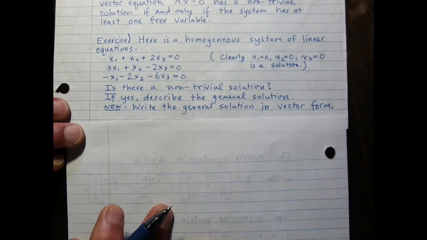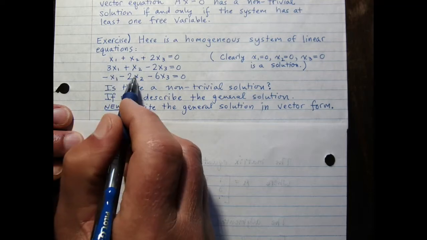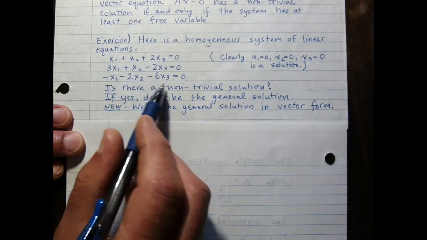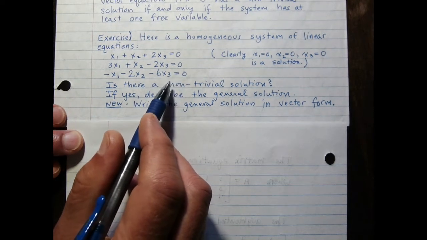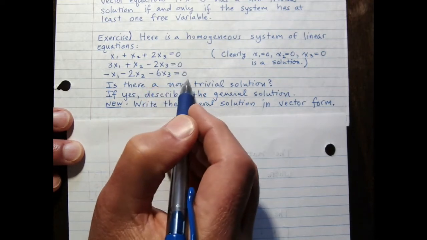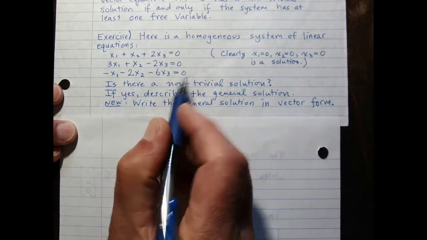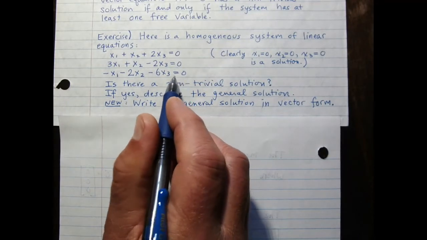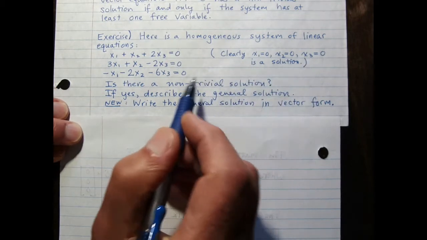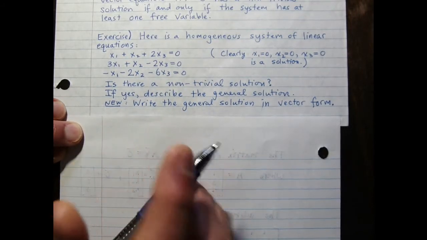Here is a homogeneous system of equations: x1 plus x2 plus 2x3 equals 0, 3x1 plus x2 minus 2x3 equals 0, minus x1 minus 2x2 minus 6x3 equals 0. For this system, notice that the constants on the right-hand side of the equal sign are all 0. So the b vector is 0. That's what makes it a homogeneous system. Clearly, if I set x1 equal to 0, x2 equal to 0, x3 equal to 0, that's a solution to the system. Again, that's what we call the trivial solution.